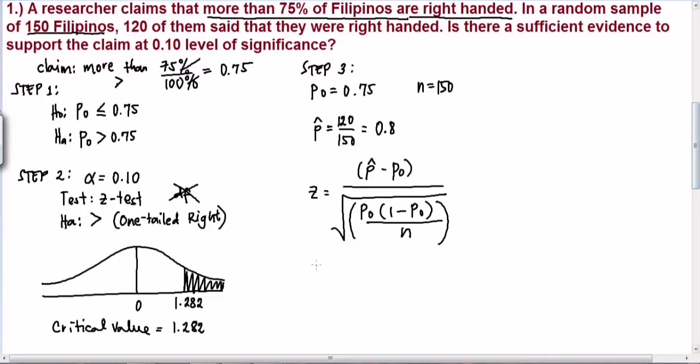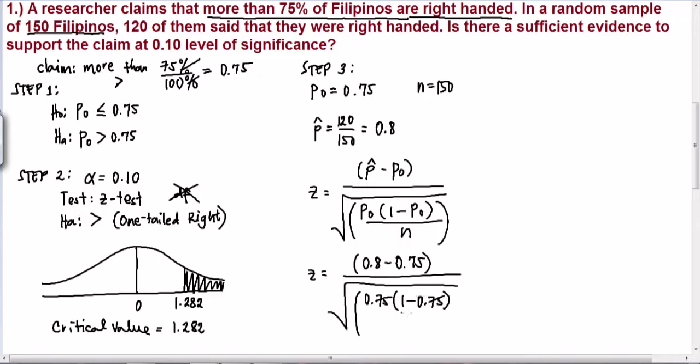Okay. Now, isasalpak na natin yung mga values. Ito, tatlo lang naman yan, guys, sila. Okay, so yung P cup natin is this one, the sample proportion. So, 0.8 minus yung P sub 0 natin is this, 0.75. Okay, all over square root of parenthesis. So, P sub 0, 0.75 times 1 minus 0.75. Ito, all over yung N natin is 150. Ayan. So, lahat pala, no guys, puro P sub 0 na, maliban dito sa isang to. So, isang beses nyo lang isasalpak si P cup. Dito lang siya sa una. Okay? And then the rest, P sub 0 na.